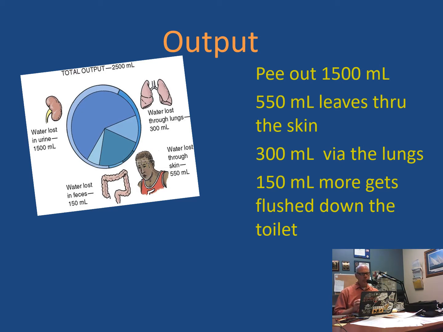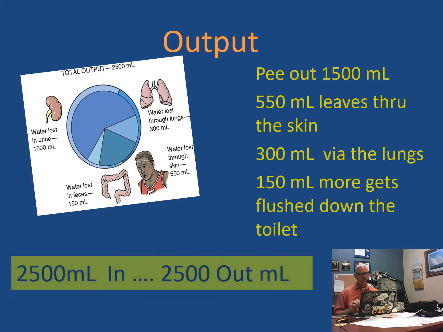We also are going to sweat out about 550 milliliters. Just respirations or ventilations, we're going to lose 300 milliliters. And then we're also going to poop out some water with about 150 milliliters going out that way. So that's about 2,500 milliliters in and 2,500 milliliters out.